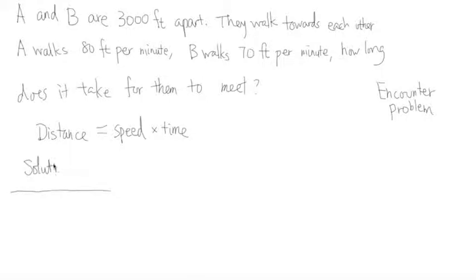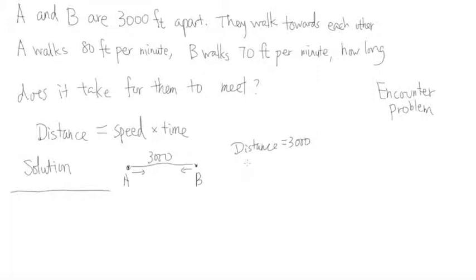So when you solve a problem like that, and basically when you solve any encounter problem, it's a good idea to just draw a little graph to remind yourself what's going on. So you have A and B. They are 3,000 apart, and they walk towards each other. In this case, we know what the distance is. Distance is 3,000.